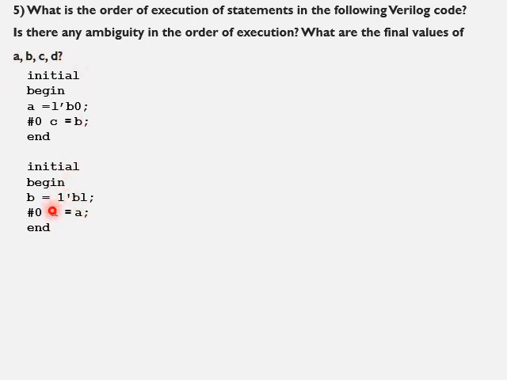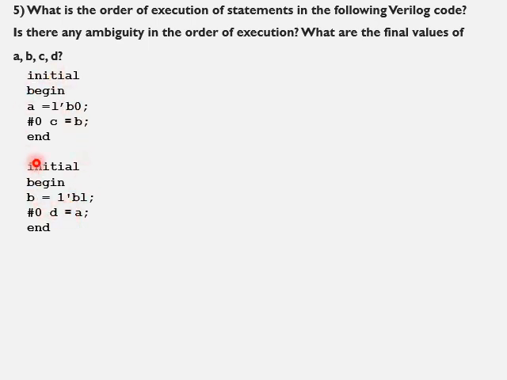As we know by the property of the initial statement, any number of initial statements you have in a program will start execution at time t equal to 0. So as per that, both these initial blocks will start execution at time t equal to 0. But inside each initial block, there is one statement with the zero delay control, that is #0 C equal to B and here #0 D equal to A. The property of a zero delay control statement is that it will be executed last.